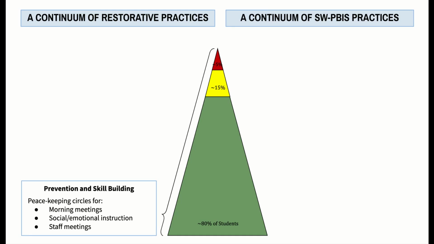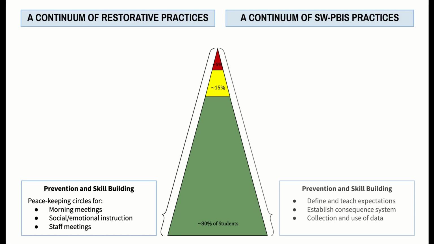In restorative practices, prevention measures are implemented and skill building is supported through the use of peacekeeping circles. These circles are used with students for morning meetings, social emotional instruction, and with faculty or staff meetings. For PBIS, prevention and skill building target all students and are addressed through defining and teaching expectations, establishing a consequence system, and collecting and using data.